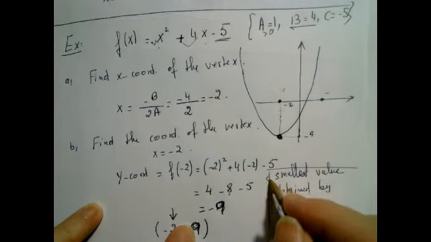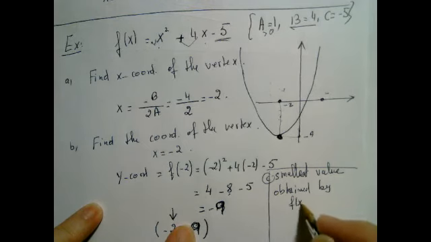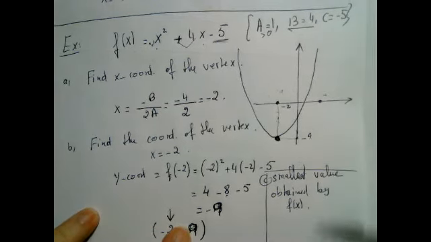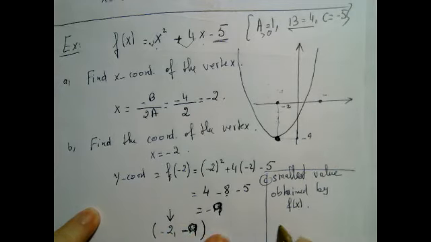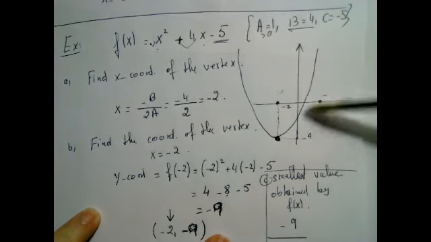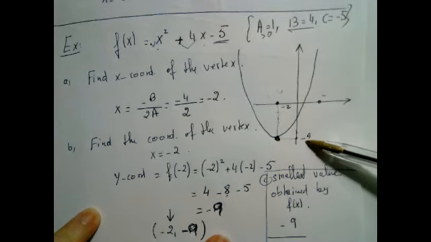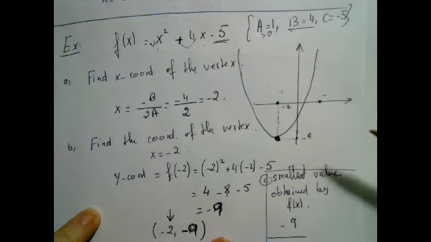So that's question number C. Smallest value obtained by the function. It means we look at the graph. What's the smallest output? That's really what the smallest value is. So if I know that, then the smallest output is minus 9. So being able to find the vertex will help me find the smallest value obtained by the function, because it occurred at the vertex itself.